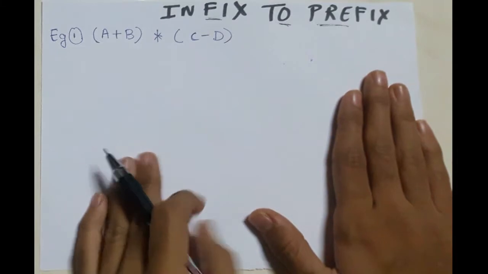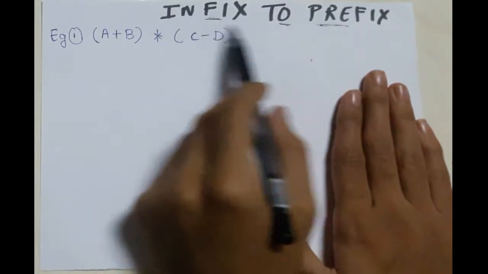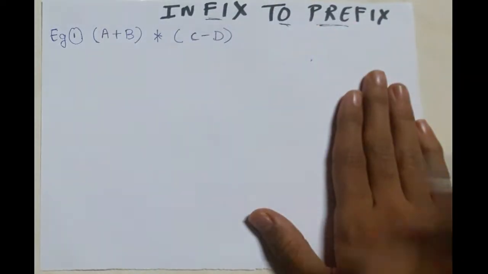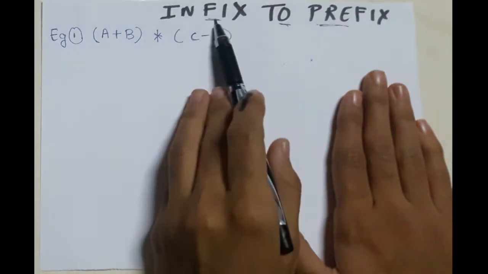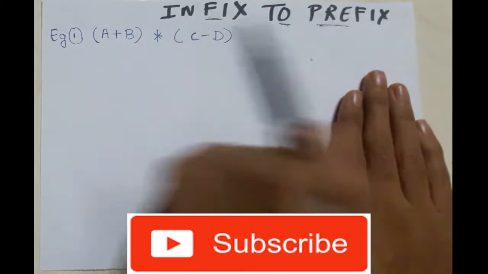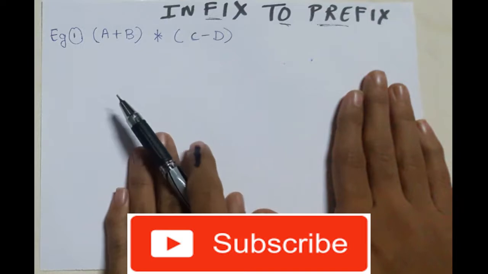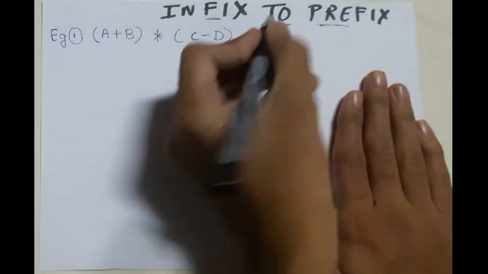The next topic in data structure is infix to prefix conversion. Now this conversion is almost similar to infix to postfix conversion. But the only difference is that if you want to convert an infix expression to prefix, first thing you have to do is to reverse the infix expression. Whatever the infix expression will be given, first thing you have to do is to reverse that infix expression.